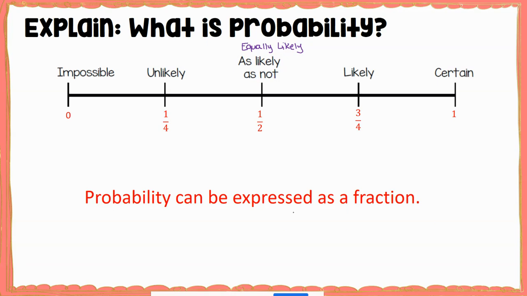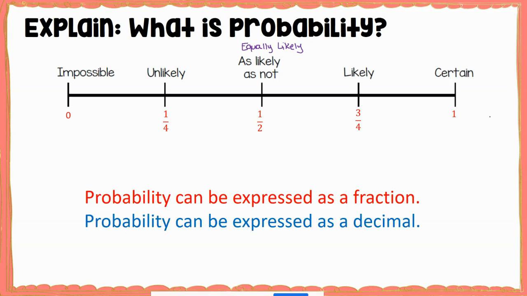If something is likely, that means that it probably will happen. So it's greater than a 50% or half chance, but it's not certain because it will not definitely happen. So, because of that, that's where it would land on our number line. If it's certain, like we said, that's going to be 1. It can also be represented as a decimal. So if I take 0 and represent it as a decimal, it's still 0. But 1/4 will change to 0.25, 1/2 will change to 0.5, and likely will change to 0.75, and certain will change to 1.